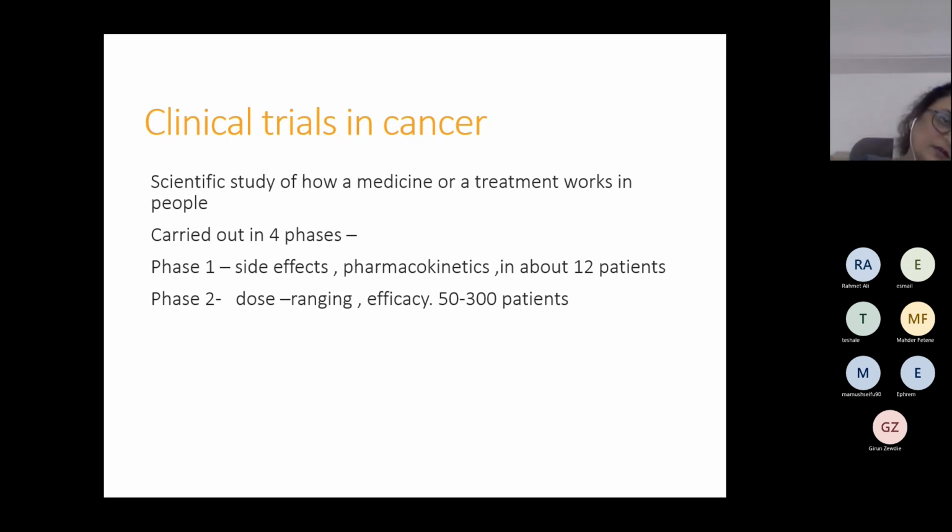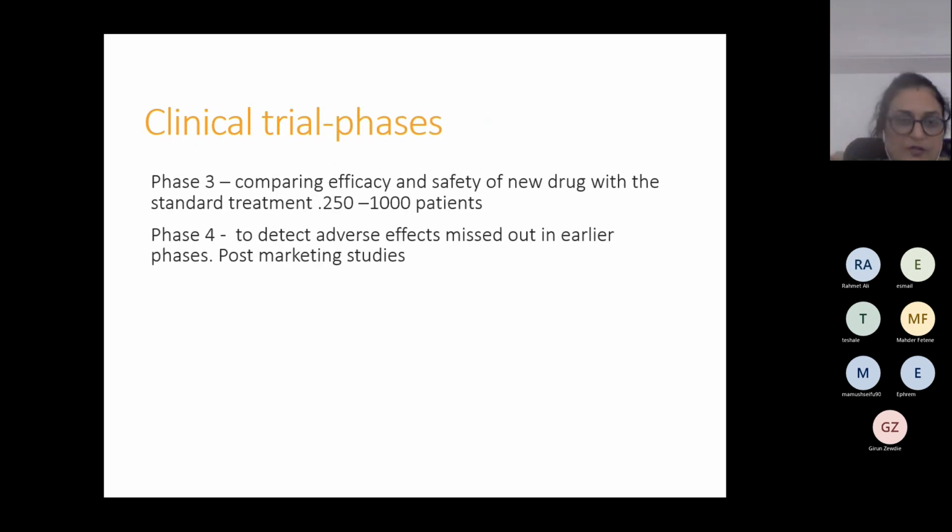What is done in phase 1? In phase 1, you monitor the side effects and the pharmacokinetics of the drugs, and it is generally done in about 12 patients, right? The phase 2 study is done to check the dose of the drug or the combination, and also to see whether the combination is effective and the efficacy is there or not. The number of patients is 50 to 300 in a phase 2 study, but in a phase 1 study it is 12 patients.